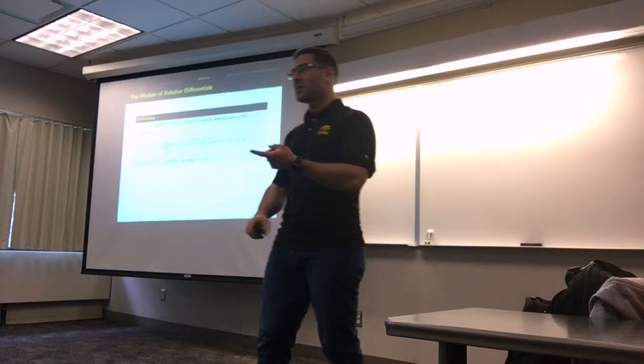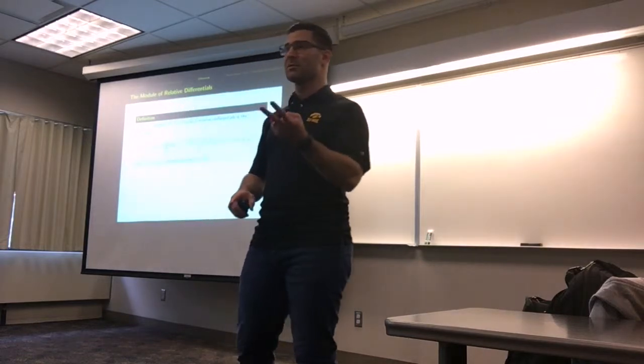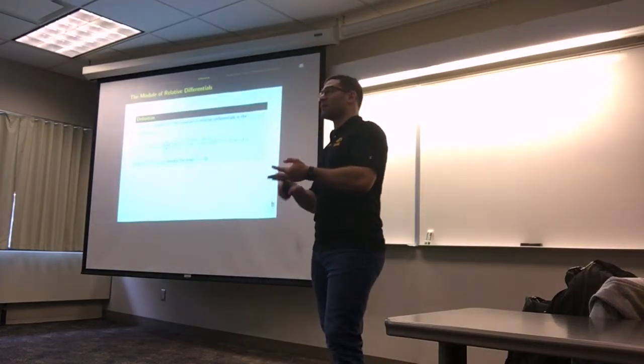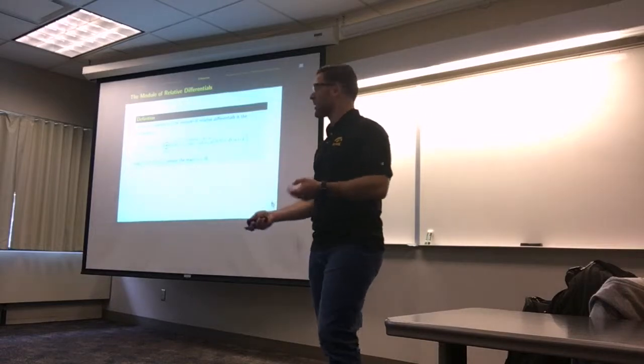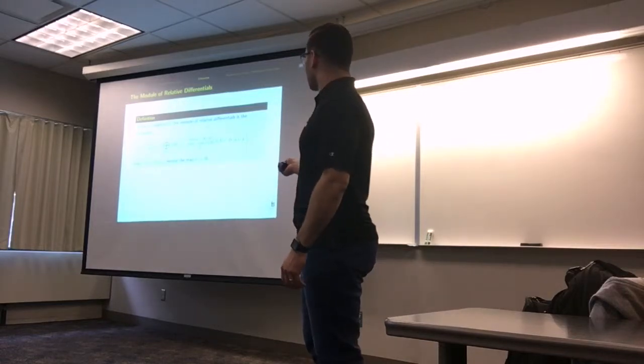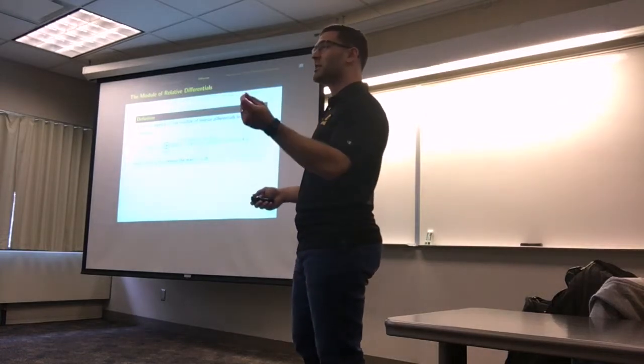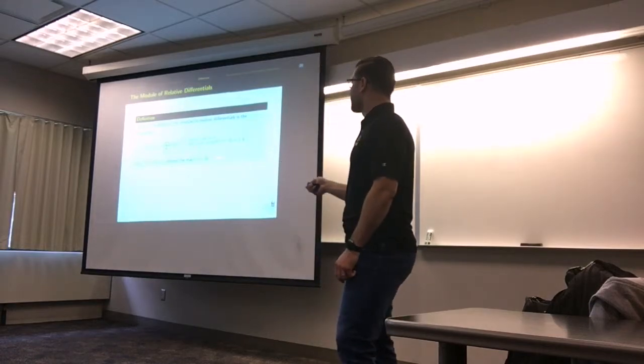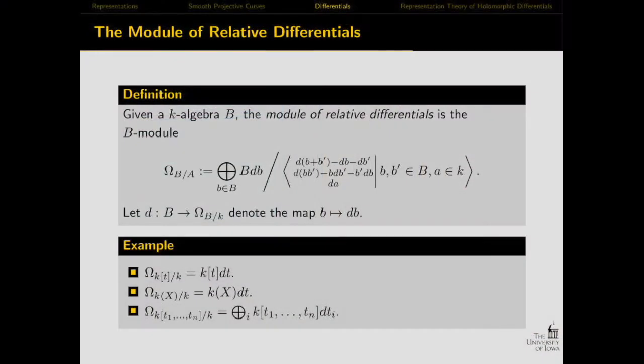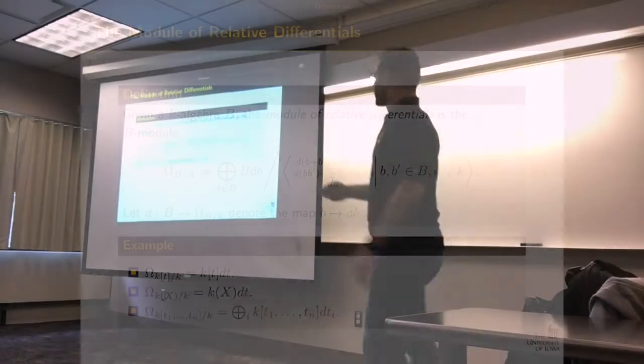And I want it to be linear, I want it to satisfy the product rule, the Leibniz rule, and I want it to be 0 on the elements of K. And so we force that to happen by defining it this way. Take the free B-module generated by the symbols dB, and then I quotient out by the necessary relations so that this map D is linear, that it satisfies the product rule, and that it's constant on elements of K. All right? So this is this B-module.